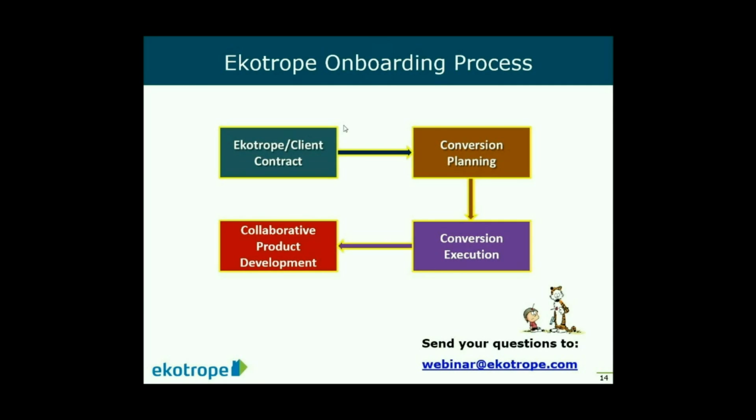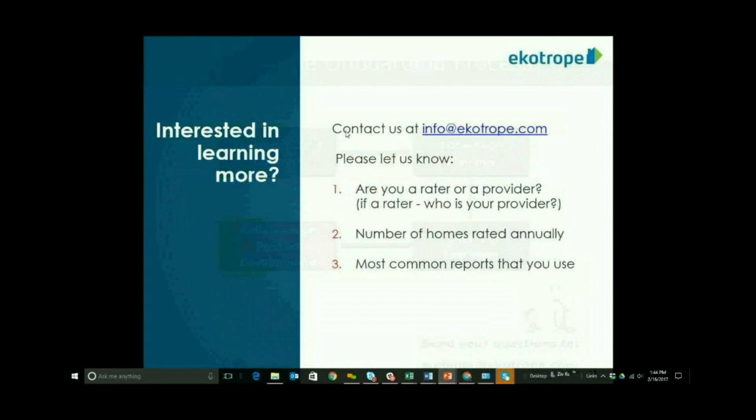So having said all that, through the collaborative product development, we've gone through the conversion process. Now you're off and running. If there's support you need, we're here, a phone call or email away. And just to support you as you go through, if your business needs change, we can make Ecotrope change along with you to help out.